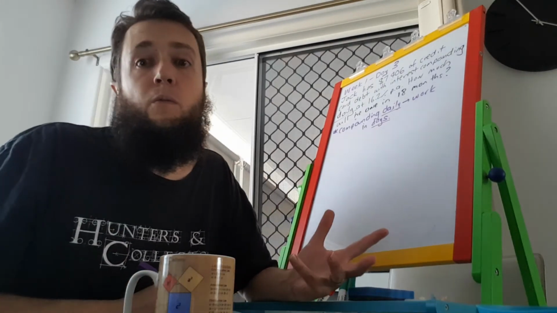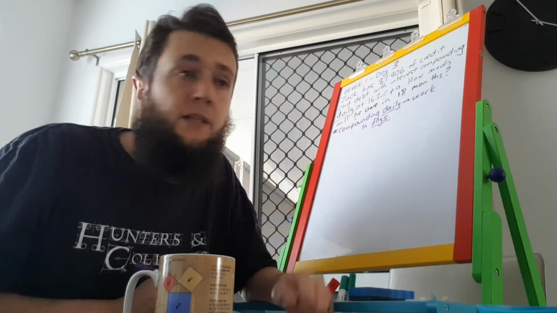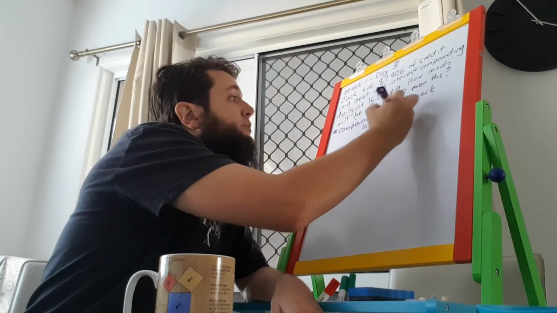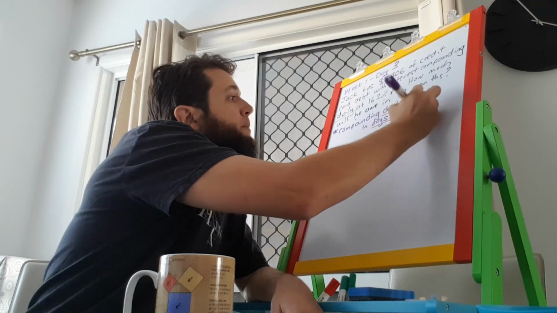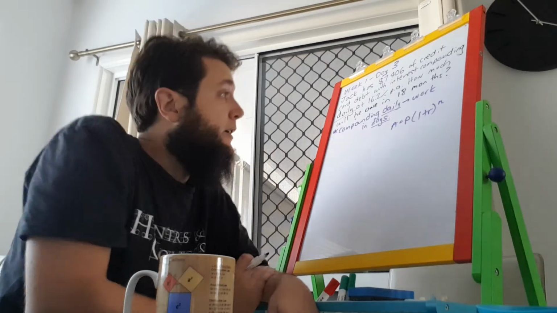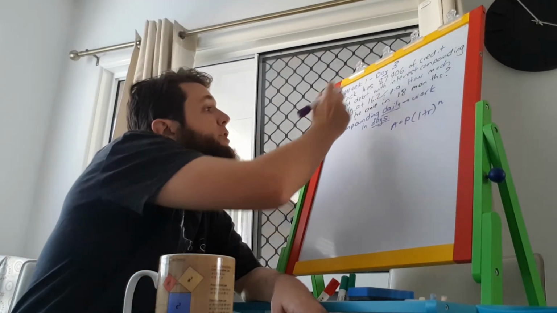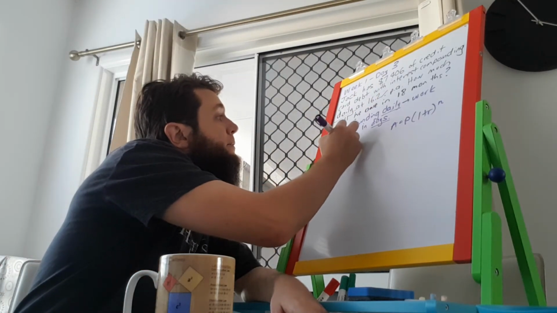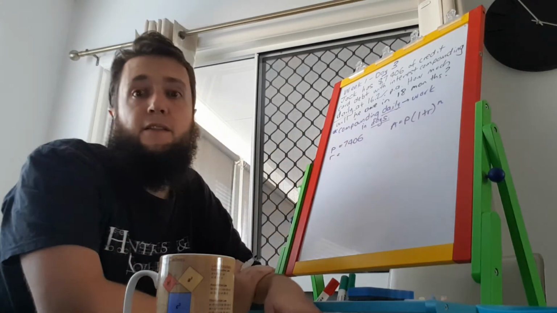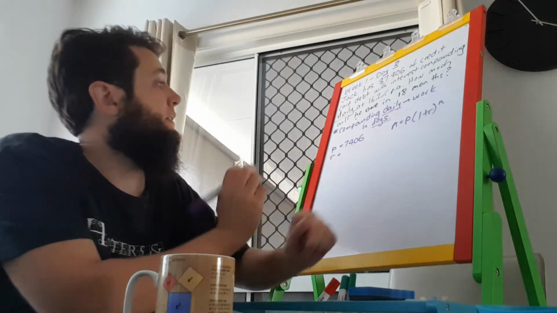So, what do we got? It's a compound interest question. So to start with, I would hope that you are thinking of the compound interest formula: A equals P(1 plus R) to the power of N. What do we got? All right, so we have the initial amount, which is P. So P is 7406. The interest rate, it's currently per year.